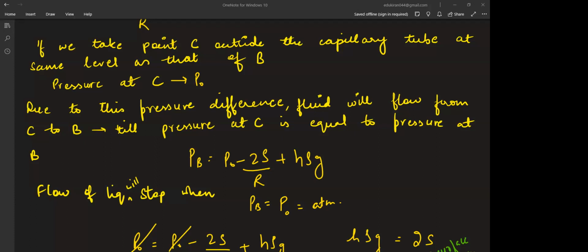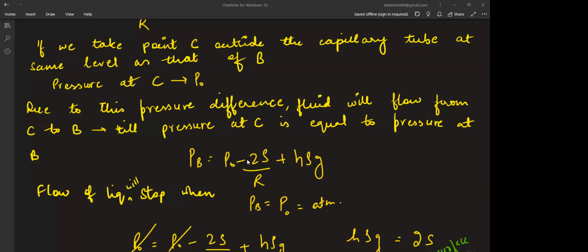Ma'am, C will also have pressure due to the liquid column, right? Yes, C will also have pressure, we won't be considering that. It's just that the pressure at C is P naught; I was telling you that a pressure difference is created because excess pressure is over here. In C, you just have this part. You can write minus 2s by r. It will become the same.